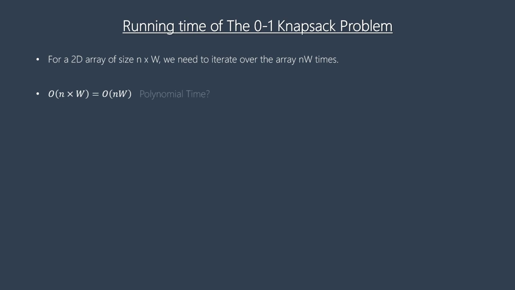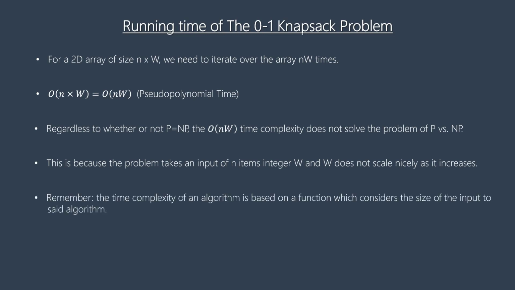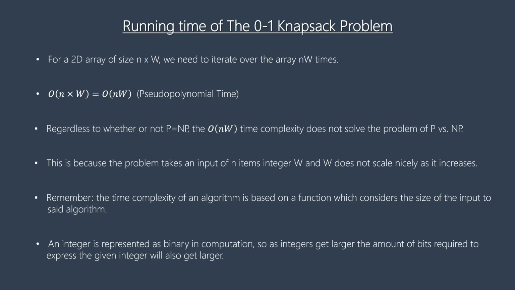But wait, at first glance, this problem seems like it can be solved in polynomial time, since we are only required to do n times w elementary operations. Well, something about the nature of our input w makes this not polynomial time, but pseudo-polynomial time. This is because the computer representation of the integer w does not scale nicely as the size of w increases. An integer is represented as binary in computation, so as integers get larger, the amount of bits required to express the given integer will also get larger.